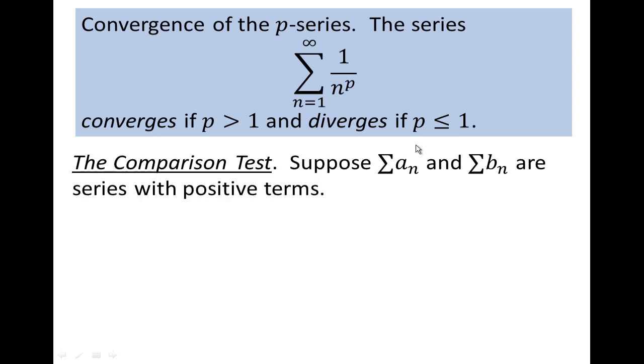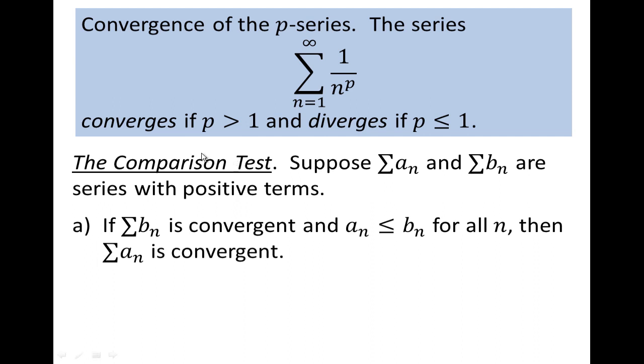So we'll use that as we go. And how does the comparison test work? So we have two series, the sum of a sub n and the sum of b sub n. These have positive terms. If b sub n is convergent and a sub n is less than or equal to b sub n, well, if that's true, then what would end up happening is if I replace the b sub n's, I get smaller values overall, and so a sub n will also be convergent.